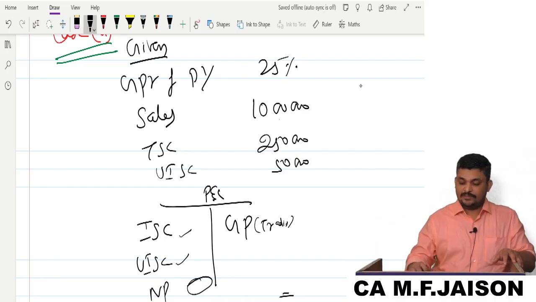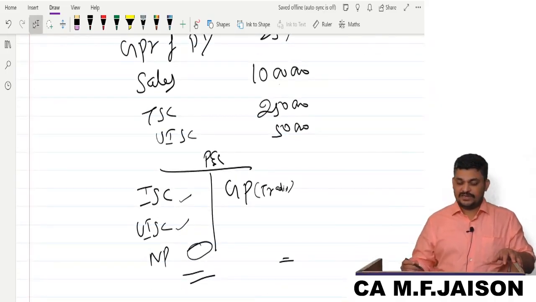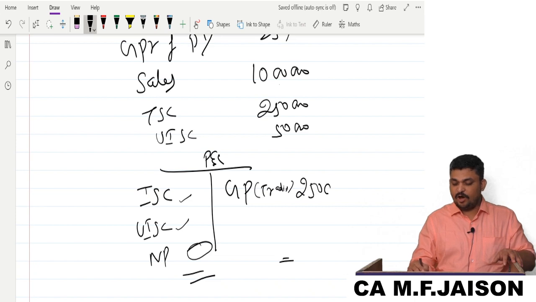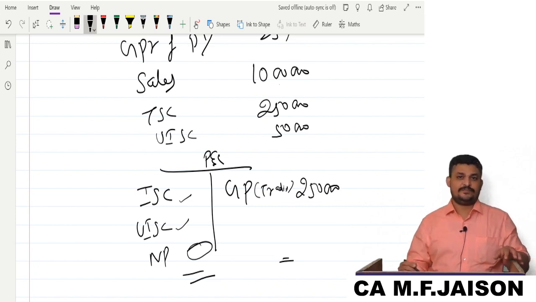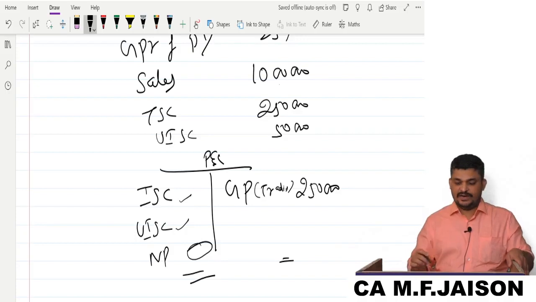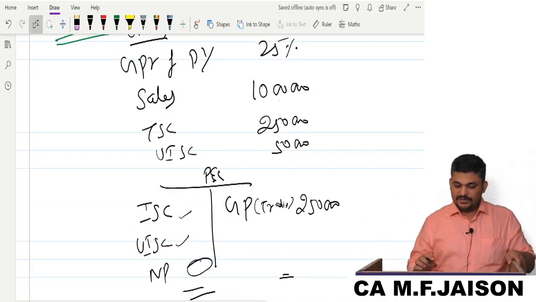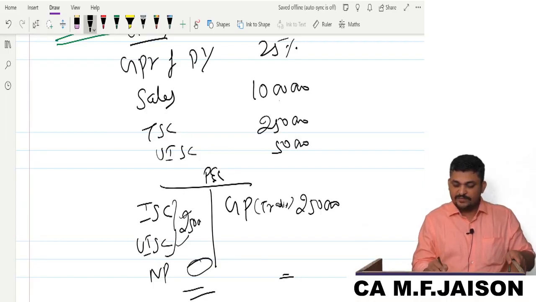of 10 lakhs. 25% of 10 lakhs. What is that? 2,50,000 is the normal trading account gross profit. 10 lakhs into 25%. Understood? What is the total standing charges? Total standing charges are given as 2,50,000. So we understand net profit as nil.